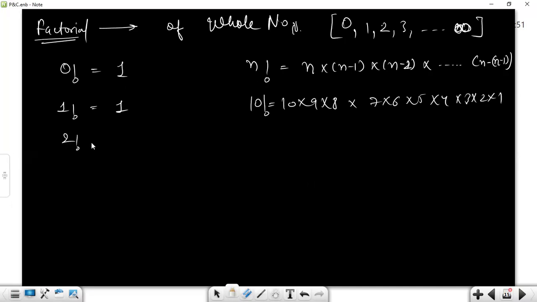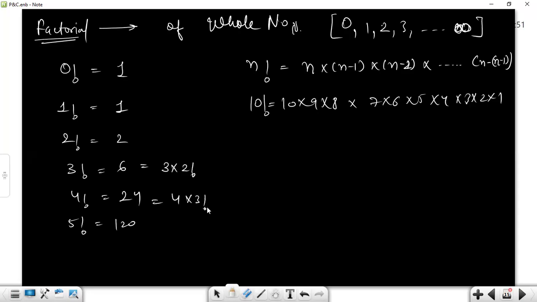So similarly, 1 factorial is 1, 2 factorial is 2, 3 factorial is 3 into 2, that is 6, 4 factorial is 6 into 4, that's 24, 5 factorial is 24 into 5, 120. Now, why am I writing so? 3 factorial can be written as 3 into 2 factorial, and 4 factorial can be written as 4 into 3 factorial, and 5 factorial can be written as 5 into 4 into 3 factorial, or 5 into 4 factorial. You got the idea, right?